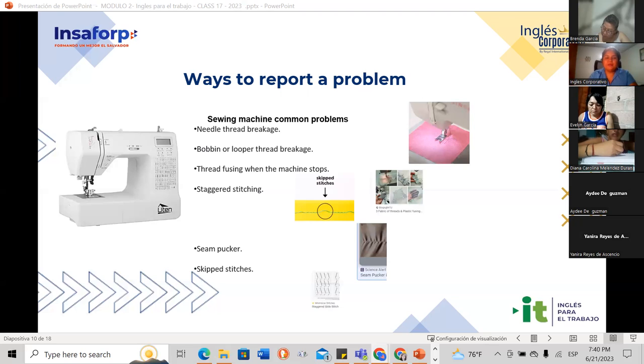And another problem will be skipped stitches, okay? Skipped stitches. Cuando las puntadas van normales, pero de repente hay un espacio, skip, eso se llama skip, como que se brinca y deja un espacio sin la puntada. Salto de puntada. Skip stitch. Okay.